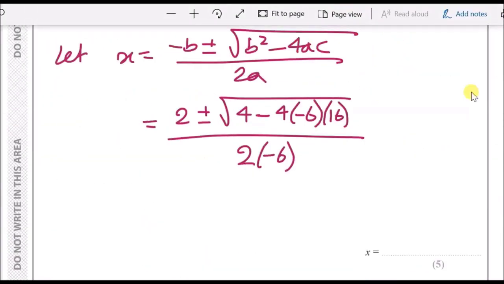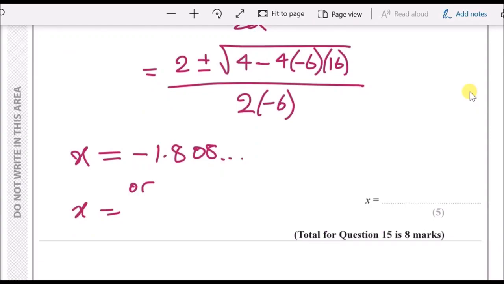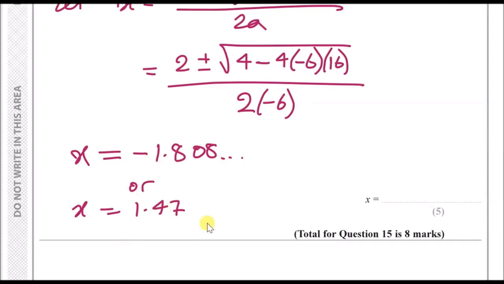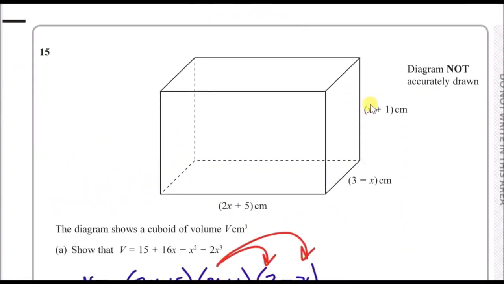And when you plug this in, guys, you're going to get two values for x. Well, with a plus result, you're going to get, surprisingly, a negative answer of minus 1.808... Or with a negative result, you're going to get an x value of, so let me write here, x equals plus 1.47. So now with these values of x, it's going to be only one of them, yeah, because you only have one solution. And my personal belief is that it has to be the positive result. Why? It's because you're dealing with a shape and you can only have real lengths. You can't have negative lengths.